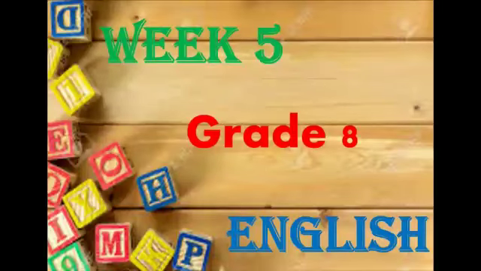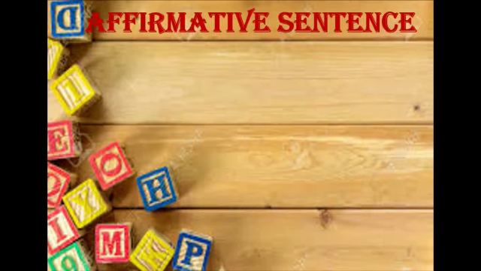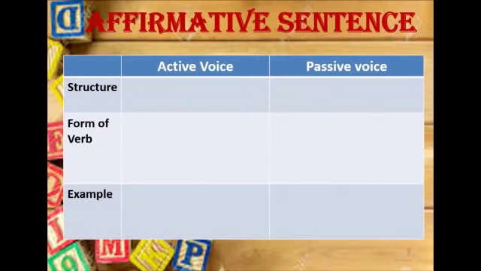Today we are going to discuss English lesson 5, and that is active and passive voice of simple tenses. First of all, we'll discuss affirmative sentences. The structure of active and passive voice in an affirmative sentence is: active voice has subject, verb and object, and passive voice has object, auxiliary, verb, by and subject.